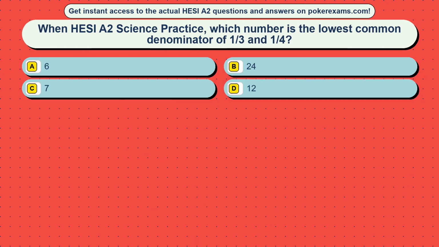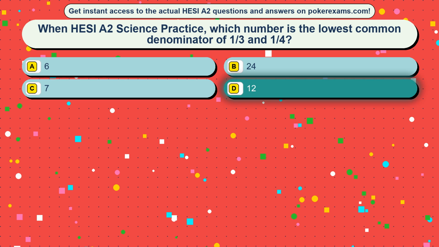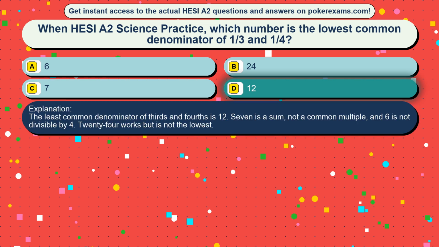Question 39. When HESI A2 Science Practice, which number is the lowest common denominator of 1/3 and 1/4? Option A, 6. Option B, 24. Option C, 7. Option D, 12. The correct answer is option D, 12. The least common denominator of thirds and fourths is 12. 7 is a sum, not a common multiple, and 6 is not divisible by 4. 24 works but is not the lowest.